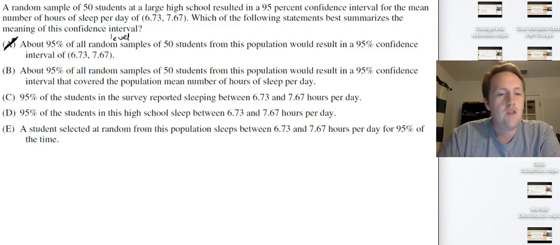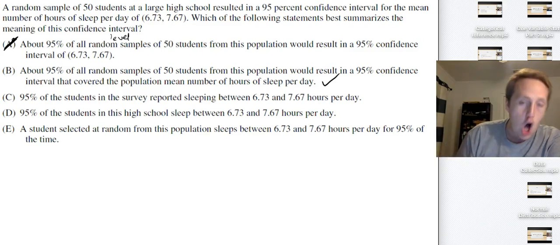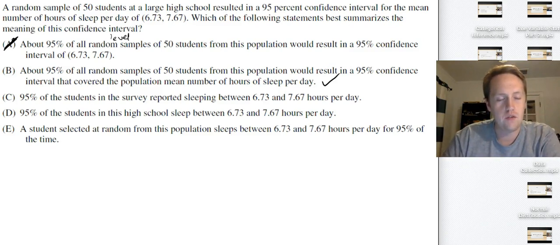About 95% of all random samples of 50 students from this population would result in a 95% confidence interval that covered the population mean number of hours of sleep per day. That's an interpretation of confidence level, and it's not wrong. So I'm going to leave it for a second and see if anything else sounds better.